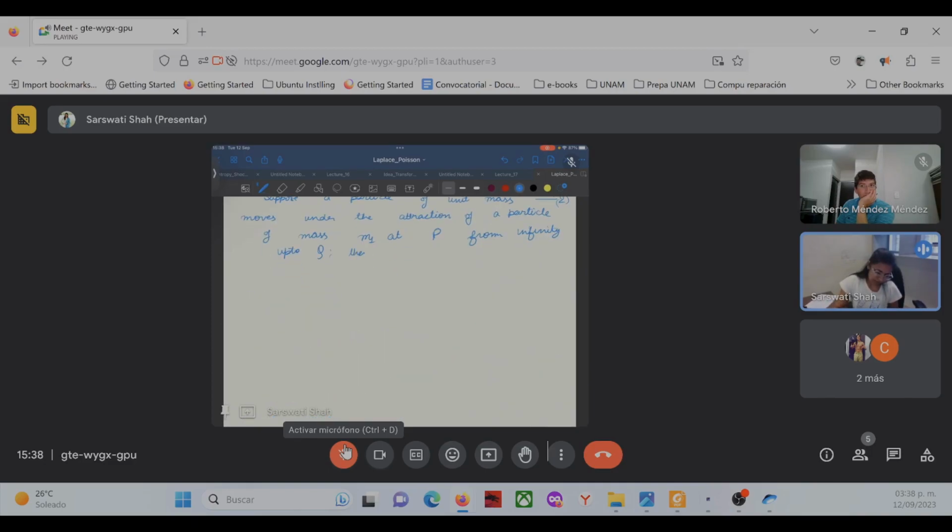Then the work done by the force. Basically, the reason behind the derivation of this Laplace equation is that when you are going to use this Laplace equation, that is very important. It is very useful in physics, in earth dynamics.